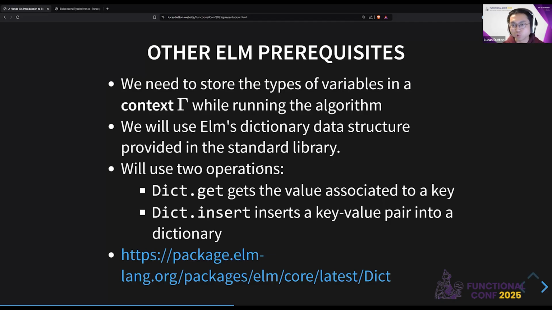So we will use two operations. We will need to be able to get the type of a variable. So get just receives the key, and it gets the value associated to that key. And we need to be able to insert a variable with its corresponding type, and that's with this dict.insert function. And this is the link to the dictionary type.